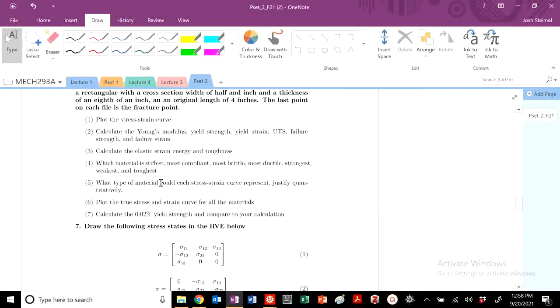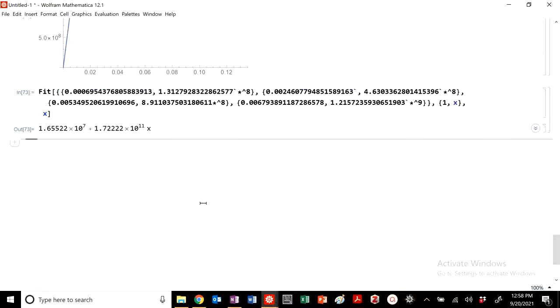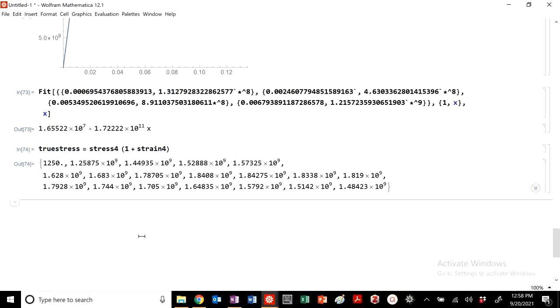What type of material could each stress strain curve represent? Again, we talked about that already. Now this problem, I really like this one because you can see what's happening with these stress strain curves. We have an expression that we talked about in class that relates my true stress. So my true stress equals my engineering stress, so for example stress 4 times 1 plus strain 4, my engineering strain.